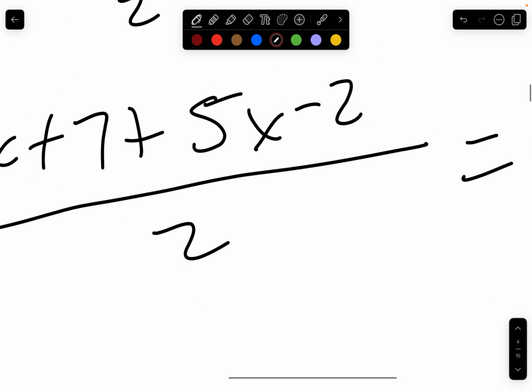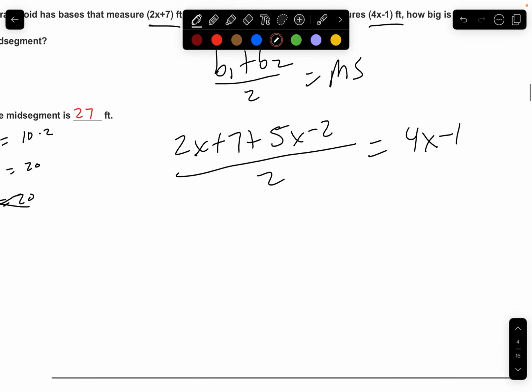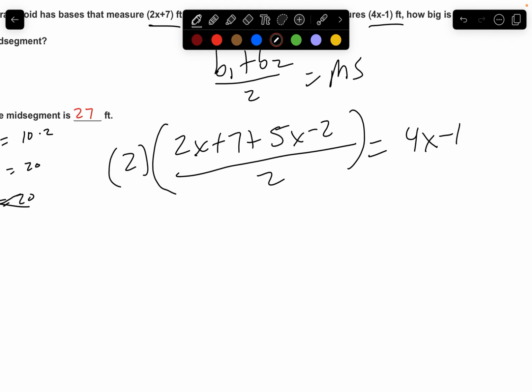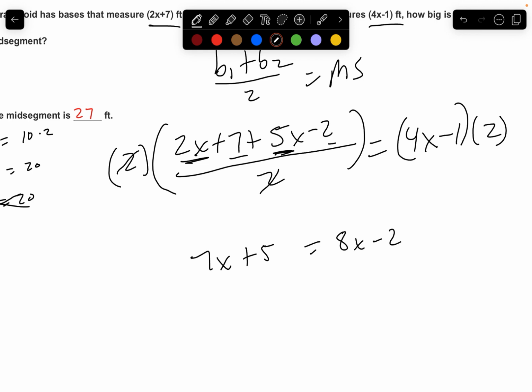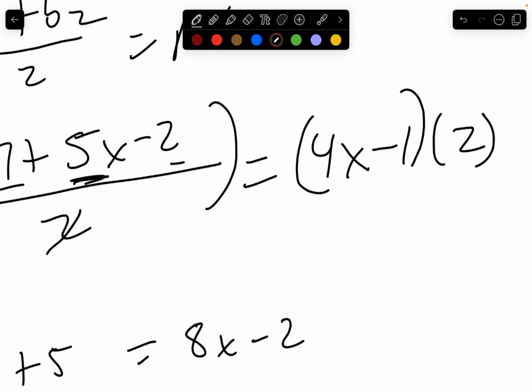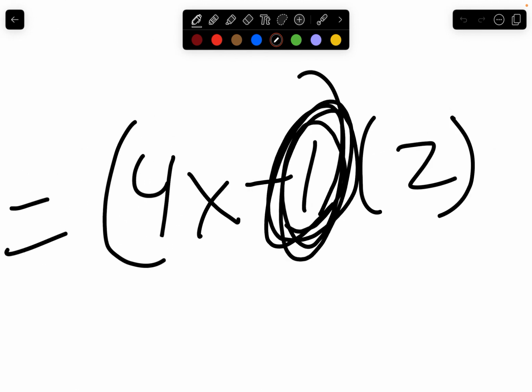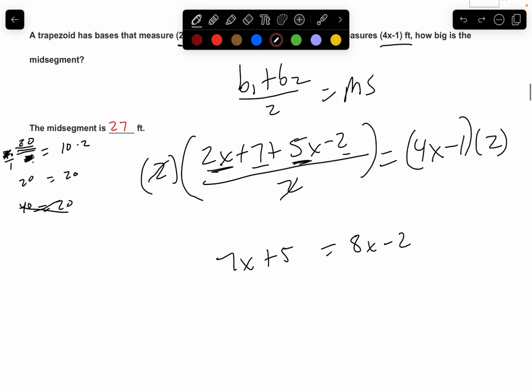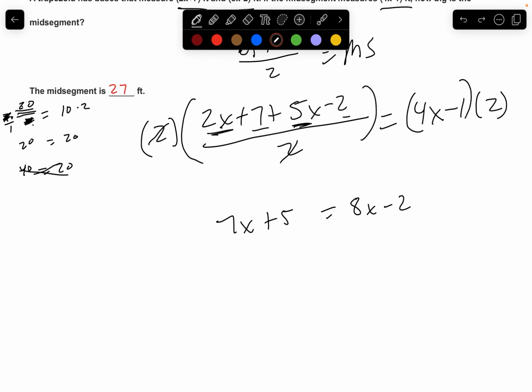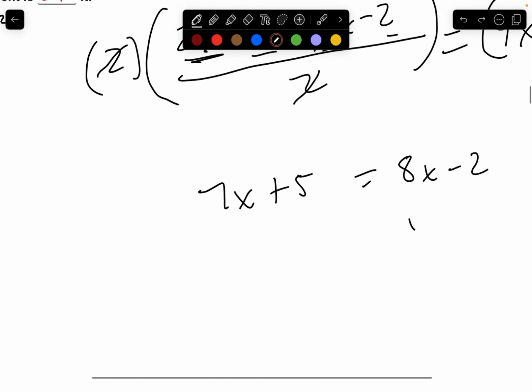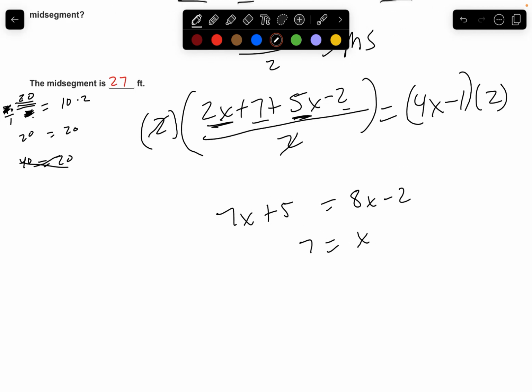So when I do that move over here, when I multiply this side by 2, the 2's cancel out, and they're gone. And on top, I'm left with 7x plus 5. Now, if I multiply that side by 2 to keep it equal, I have to multiply this side by 2. And I have to multiply the entire side by 2. Another big mistake is people forget to double this number. Please keep in mind you have to double the entire side. All right, and now I can solve this, x equals 7, bada bing, bada boom.